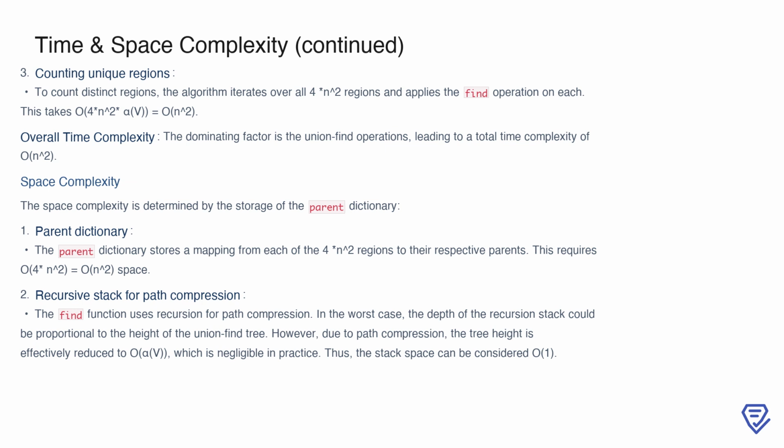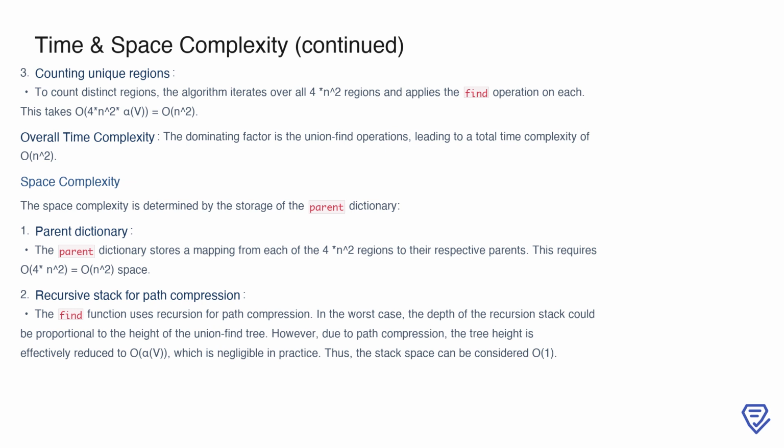To do this, we iterate through all 4 n squared regions and apply the find operation to determine each region's representative parent. Similar to the union operations, each find operation has an amortized complexity of alpha v, making this step n squared in practice. Combining all these steps, the overall time complexity of the solution is dominated by the union find operations, resulting in a total time complexity of n squared.